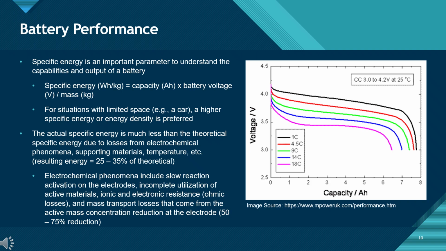But in real-world use, the actual specific energy is much lower than the theoretical maximum. This is due to inefficiencies within the battery. Reactions do not utilize all active materials, internal resistance produces heat, and ion movement within the electrodes is not optimal. Because of these losses, the energy we can actually use is only about 25 to 35% of what's theoretically possible. This gap explains why battery research focuses on improving materials and design to push performance closer to that ideal. Refer to the graph and equation presented on the slide.